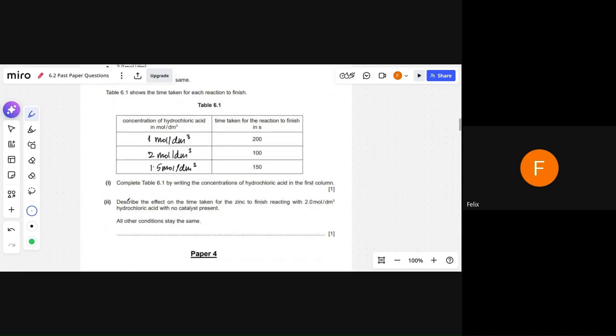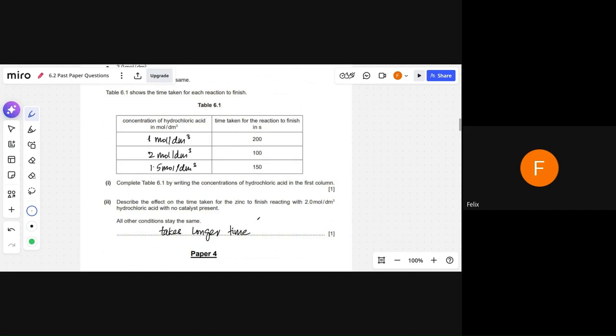So next question, describe the effect of the catalyst on the time taken for the zinc to finish reacting with 2 moles per dm cube hydrochloric acid with no catalyst present. All other conditions stay the same, right? So without the catalyst, it's going to take longer. So you say that it takes a longer time, right?